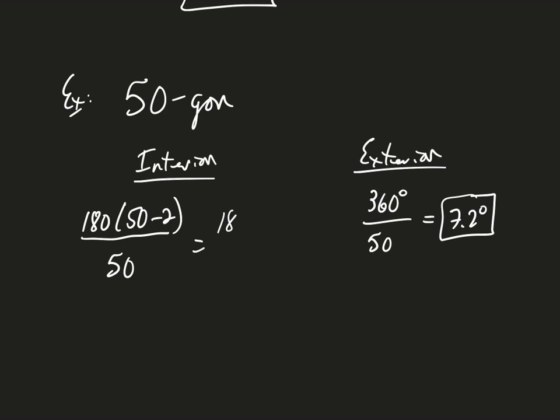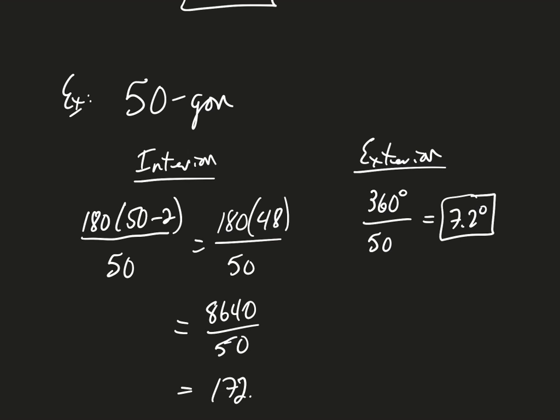And so the math turns into 50 minus 2, 180 times 48, so 8,640. And then divide by 50, and we get 172.8. And again, just as a check, when you're doing these on your own, those two angles should always be supplementary.